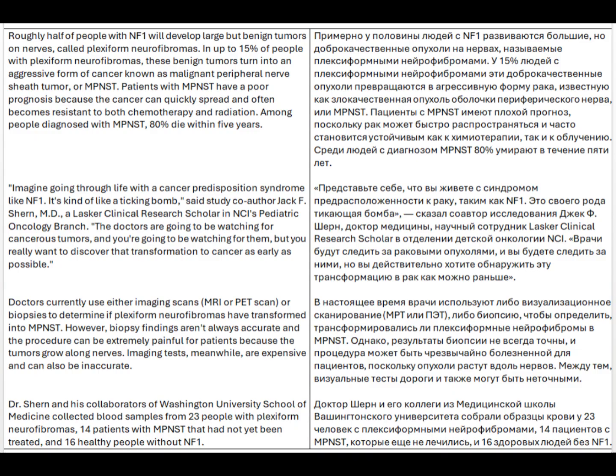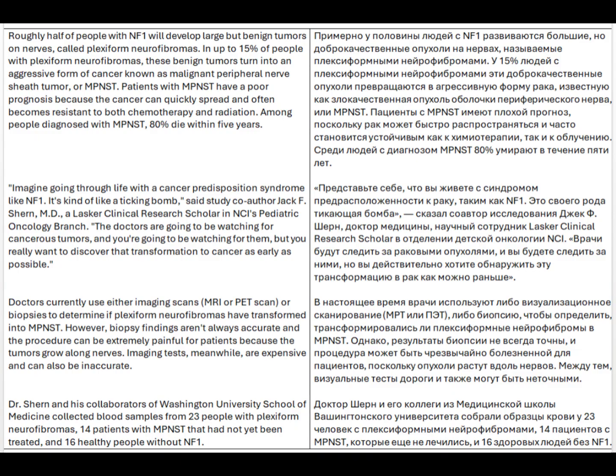Doctors currently use either imaging scans, MRI or PET scan, or biopsies to determine if plexiform neurofibromas have transformed into MPNST. However, biopsy findings aren't always accurate and the procedure can be extremely painful for patients because the tumors grow along nerves. Imaging tests, meanwhile, are expensive and can also be inaccurate.